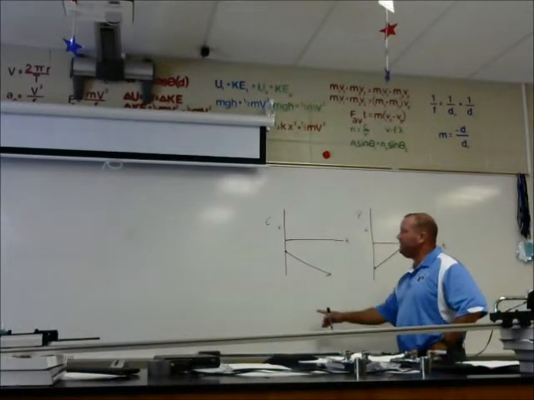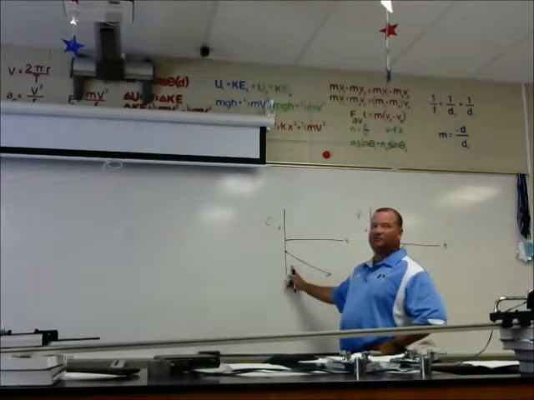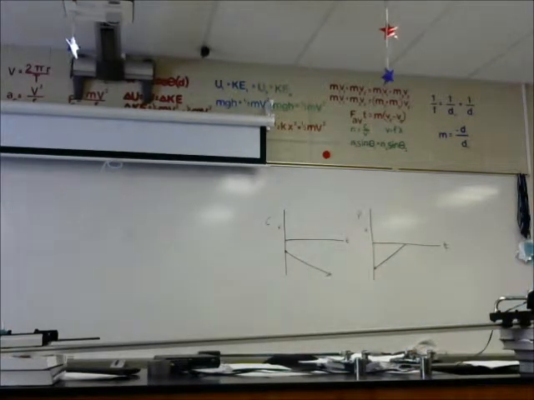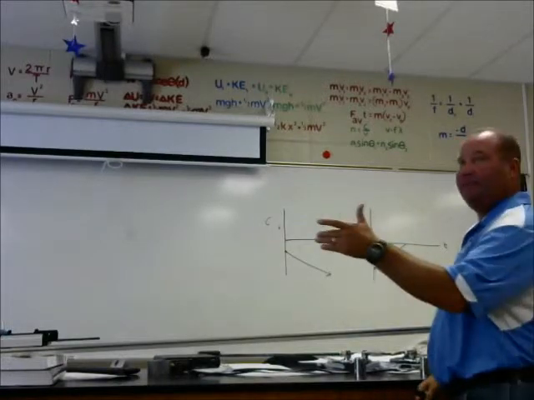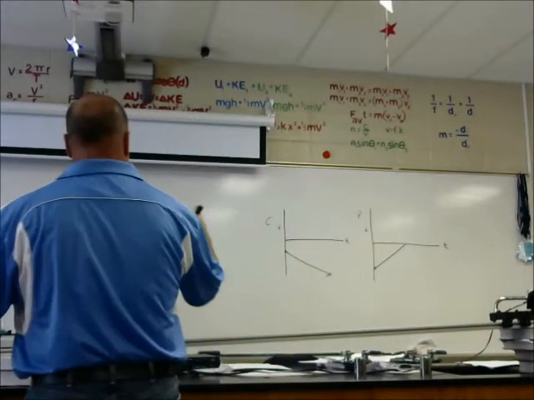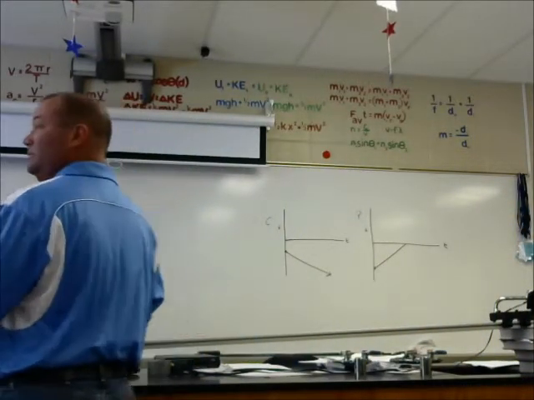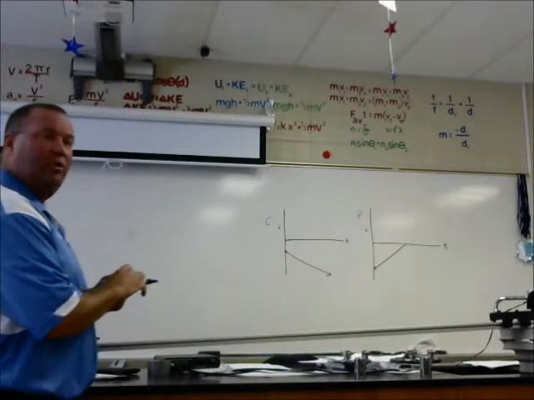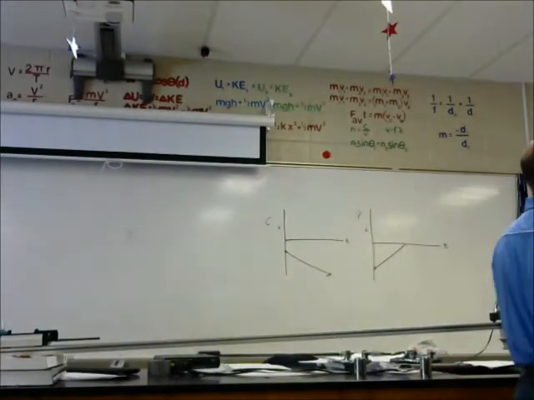So on graph C, where does my object start? Where away from the origin? Left or right? Left. Right, so on the negative side, so left. And which direction is it moving? To the left, right? More negative. Does that make sense? What about in D? It's starting where? Left. And moving where? Moving to the origin and stopping, right?